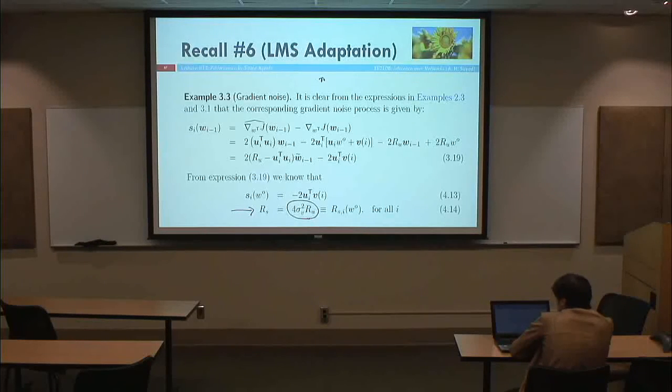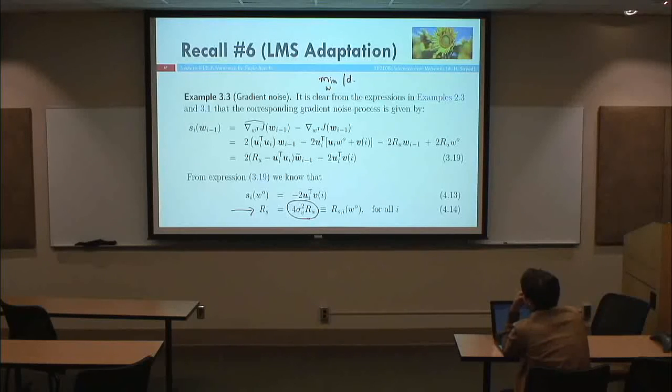Okay, so now, what is H in the quadratic case? This is the case where I'm solving a mean square error estimation problem, the expected value of d minus U w squared. What is the Hessian matrix in this case? I'm talking about the real case, 2 R_U. This is the Hessian matrix. And what is R_S, the covariance of the noise in this case? Here it is, 4 sigma_v squared R_U.